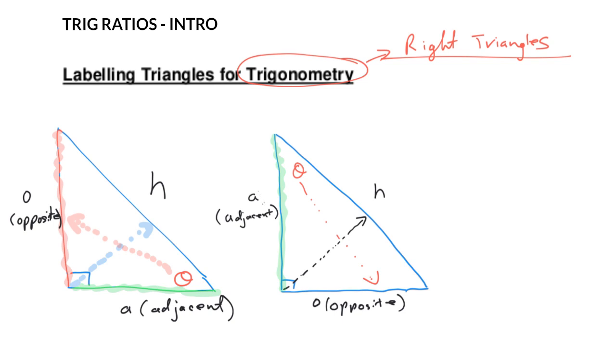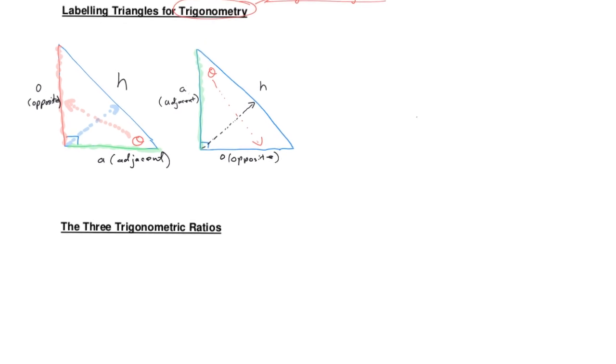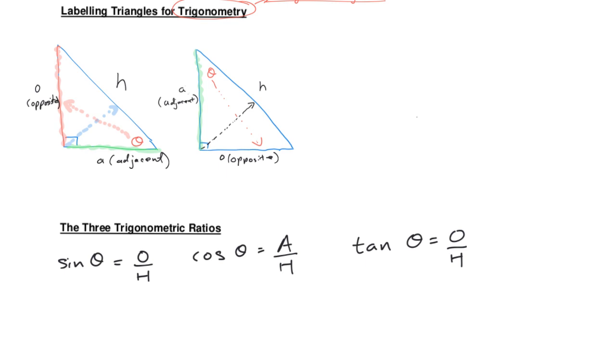And now, let's talk about the three primary trigonometric ratios that deal with trigonometry. Now, there are three basic trigonometric ratios. Okay? Now, the three trigonometric ratios are sine is O over H, cosine is A over H, and tangent is O over A.